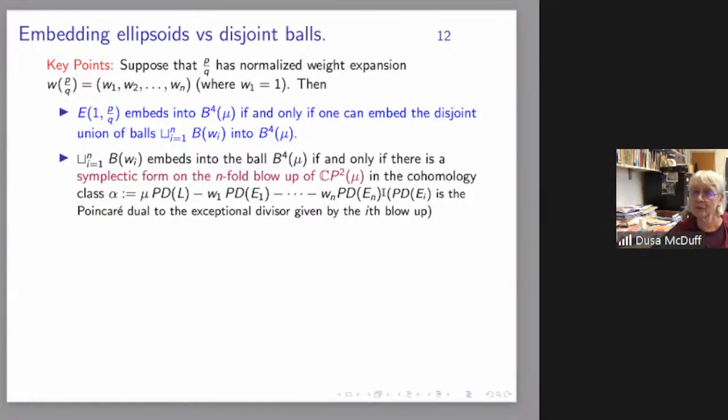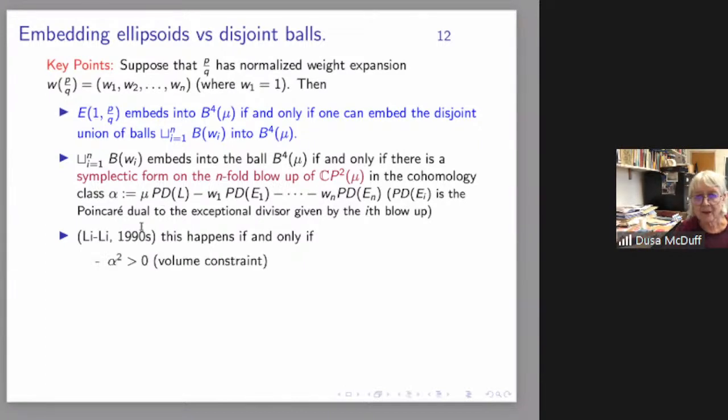And then you prove that there's a one-to-one correspondence between this and the embeddings. You do have to use some gauge theory. You do have to use Taubes' proof that there's a unique symplectic form on CP2 and things like that. So it's not a totally trivial proof. And then Li and Li, who were working with gauge theory, showed what is the set of classes on a blow up of CP2 represented by a symplectic form.